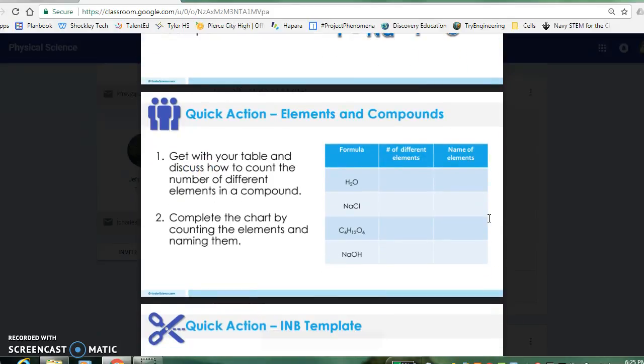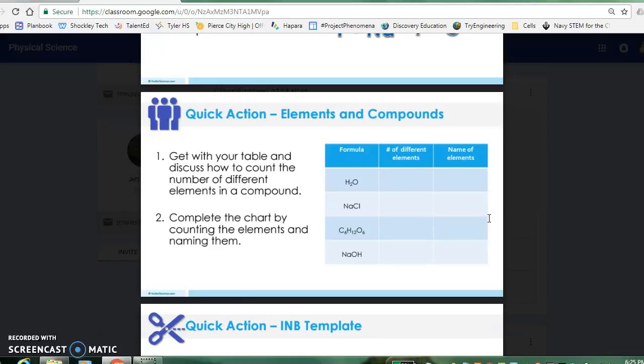Now let's do some practice. Get with your table, or you can get with a partner or a parent or a sibling, and discuss how to count the number of different elements in a compound, and then complete this chart here on the right to give you some examples. We'll do the first one together.